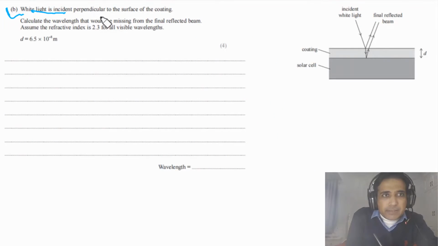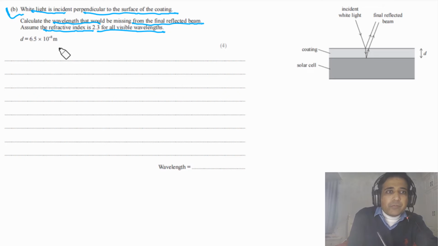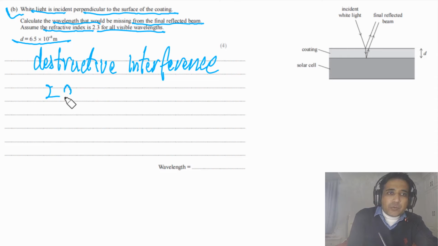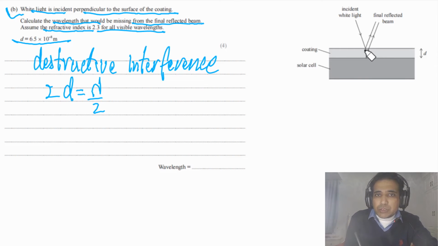Part B says white light is incident perpendicular to the surface of the coating. Calculate the wavelength that would be missing from the final reflected beam. Assume the refractive index is 2.3 for all visible wavelengths, and the value of d is given to us. In the last part we have already discussed that destructive interference will take place if 2d, meaning the thickness of this coating, is equal to lambda by 2. Thickness is d, so 2 times the thickness means the total distance traveled by the light in the coating. So this is equal to 2d.